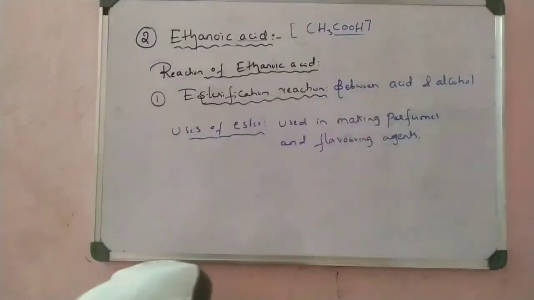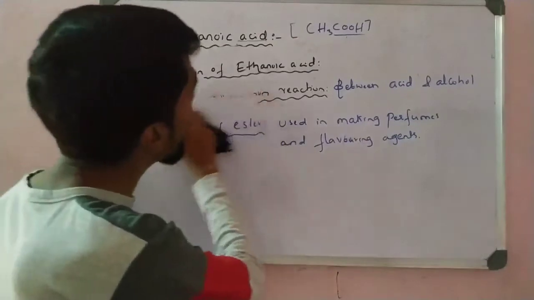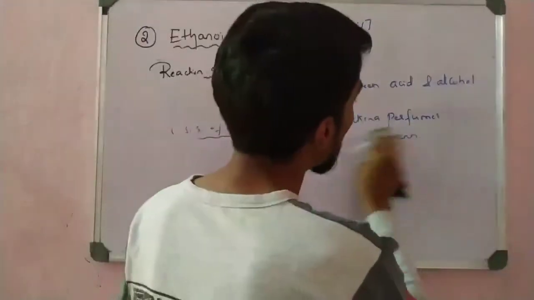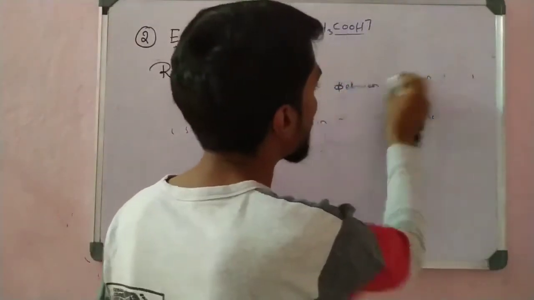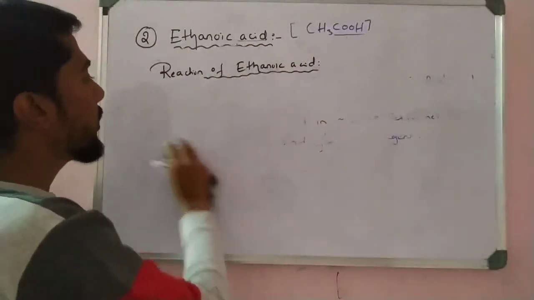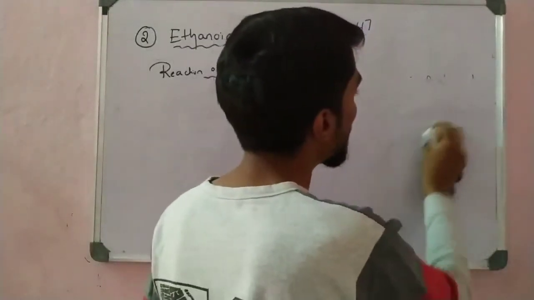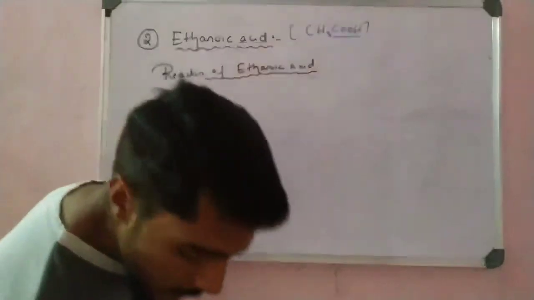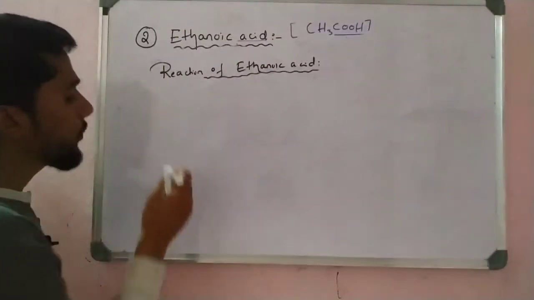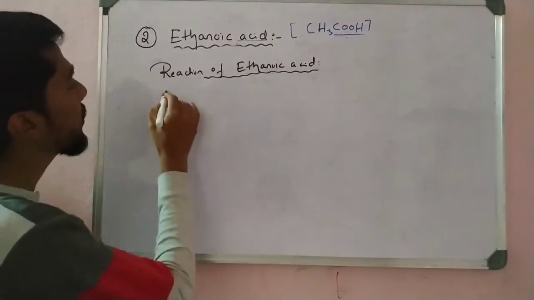Now come to the next point, the second reaction, the reverse of the esterification of acetic acid. That is saponification. So another very important reaction is the saponification reaction. I write here saponification reaction.